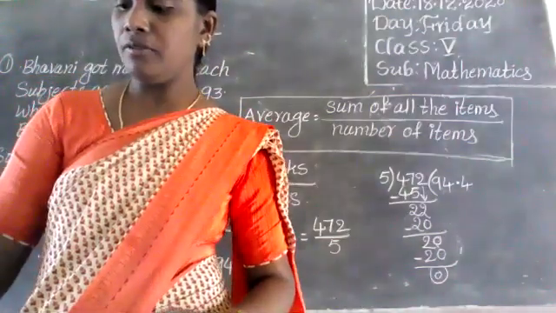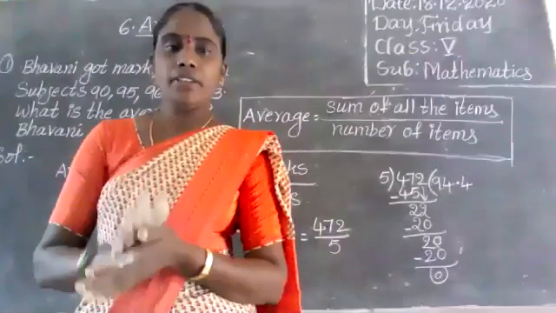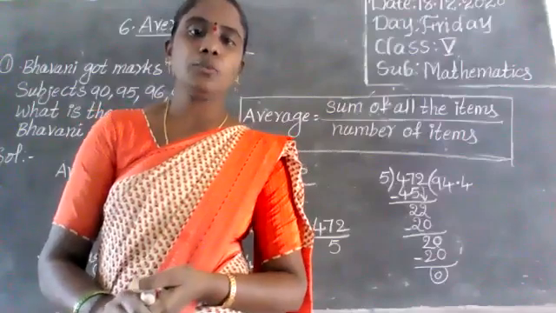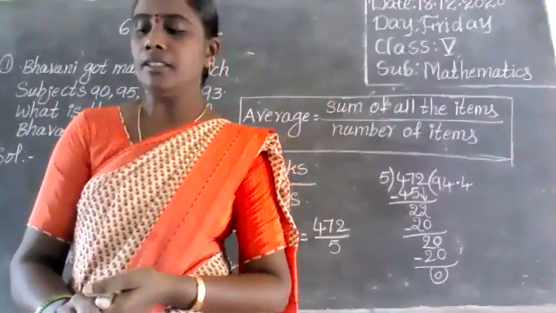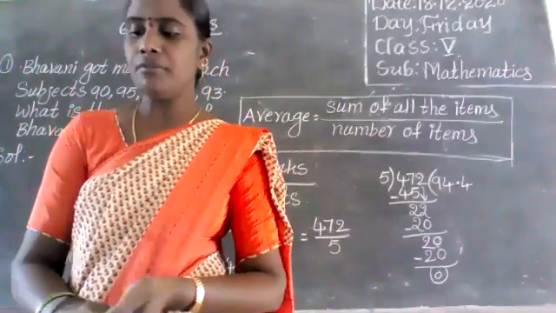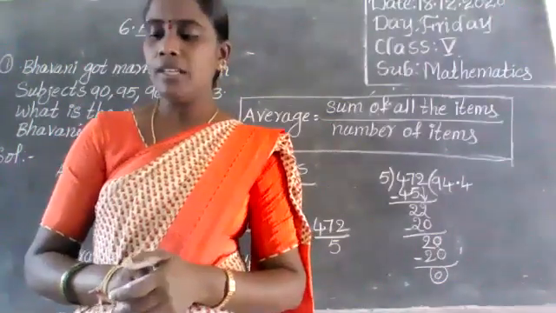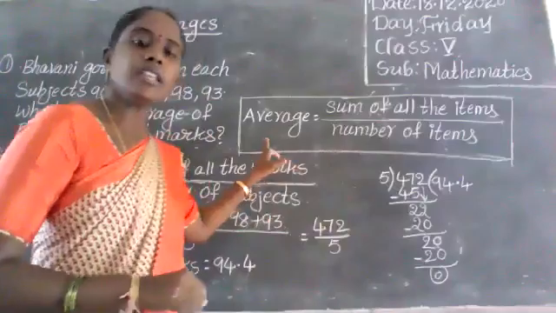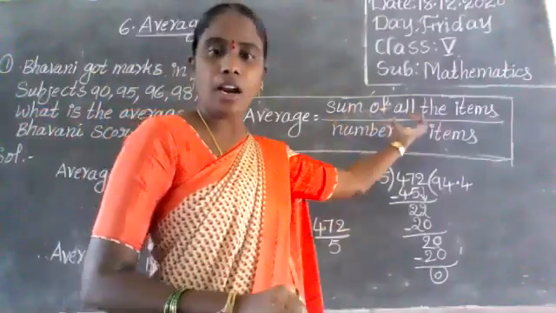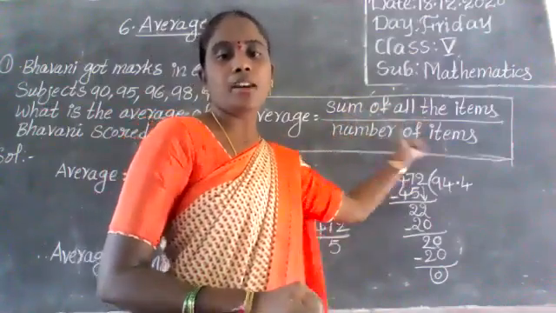First, what do you mean by average? The average of a group of numbers of the same kind is a single number which represents the group. Average is nothing but the sum of all the items. Sum means add the items, add the numbers. Next, the number of items. How many numbers are there?